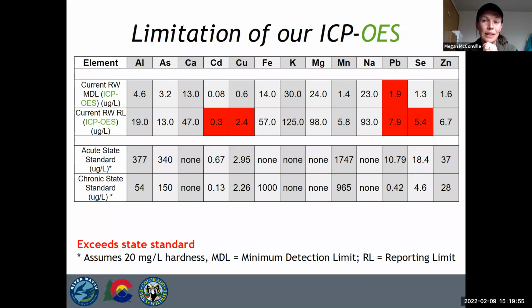Okay, so this gets into a limitation. That's the basic premise of an optical emission spectrometer. And I'd be happy to invite you to the lab, and you could come and we could talk about this in more depth.